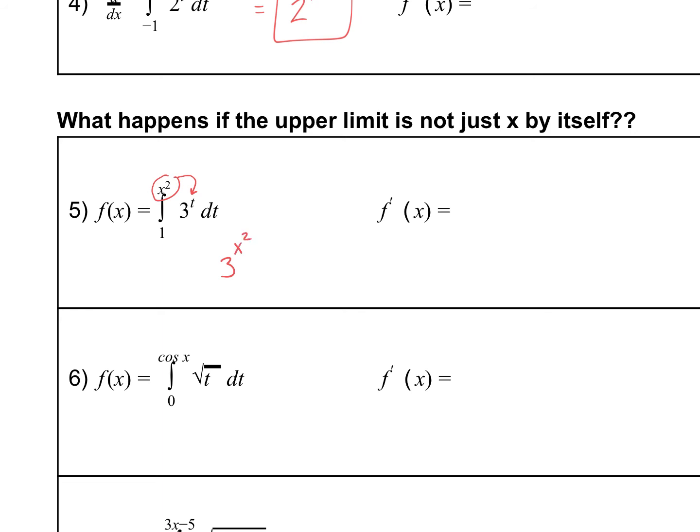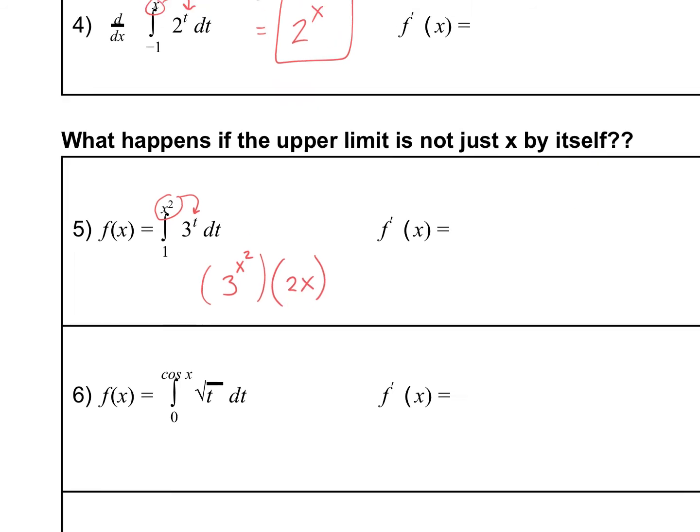But now we have to take one more step. We have to multiply everything by the derivative of that limit. So what is the derivative of x squared? The derivative of x squared is 2x. And that's our answer. So if the limit is anything other than x, you have to multiply by the derivative of that limit.